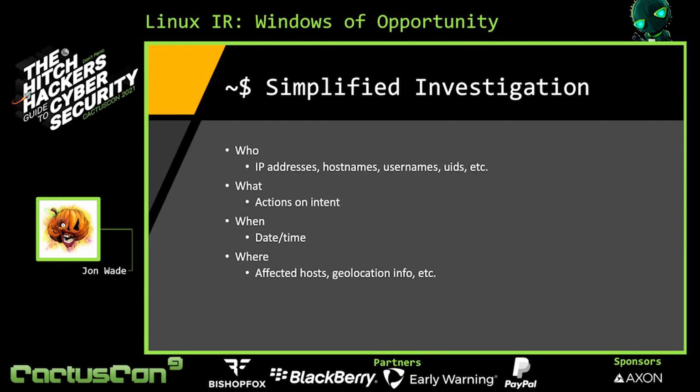For me, the who, pretty simple. It comes down to IP addresses, host names, usernames, UIDs, etc. It ties it down to, I wouldn't say a specific person, but person is usually the best comparison there. What? That's kind of actions and intent. What happened? When? Pretty straightforward. That's a date, time. Where? That could be affected hosts. A little bit different than the who. Could be geolocation information related to an IP address, but still different. So that gives you more locational data, so to speak.